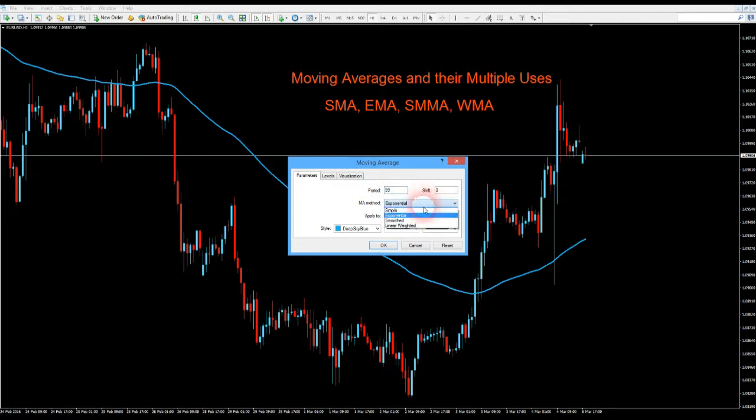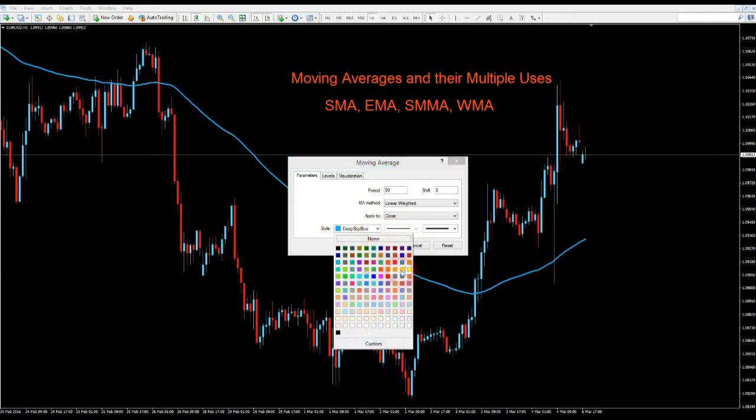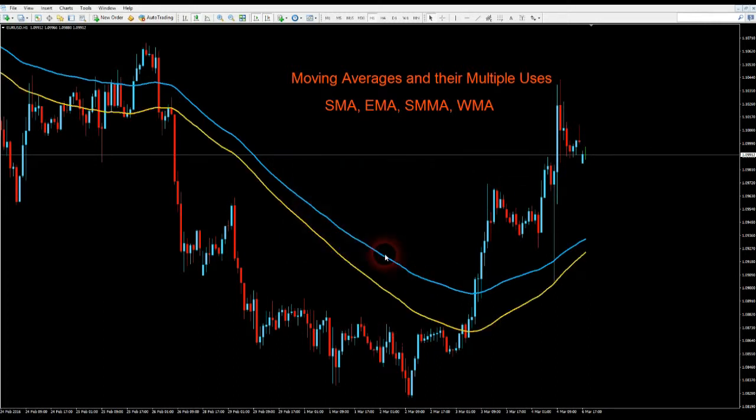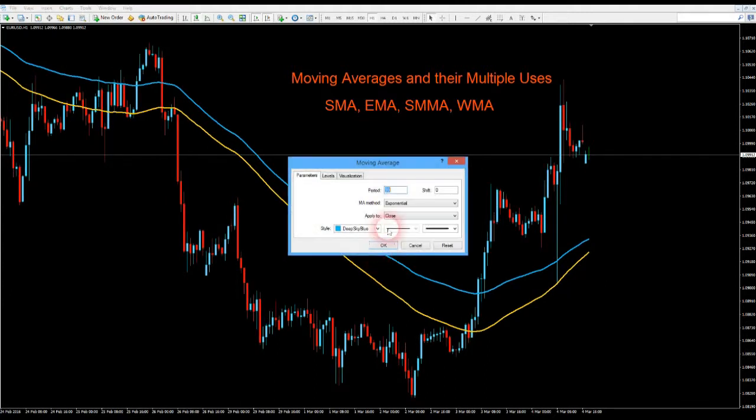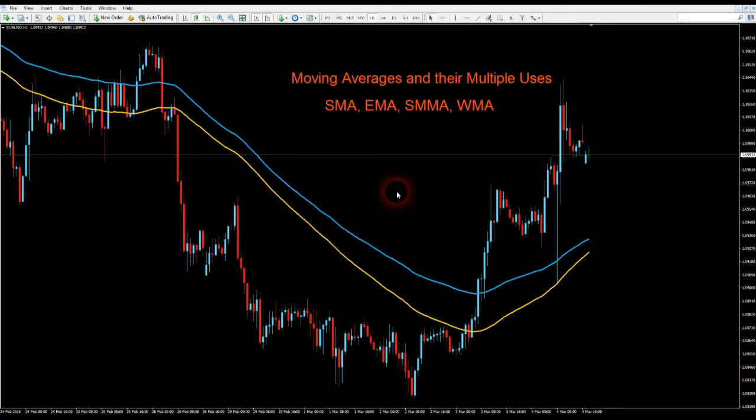You also have another two methods left. The simple one also pays attention to recent price, and the weighted one, I haven't seen this being used that much, but you can plot one just to see the differences between the other ones. For example, now we have one EMA 99 and one linear weighted 99. So you can see the difference here.